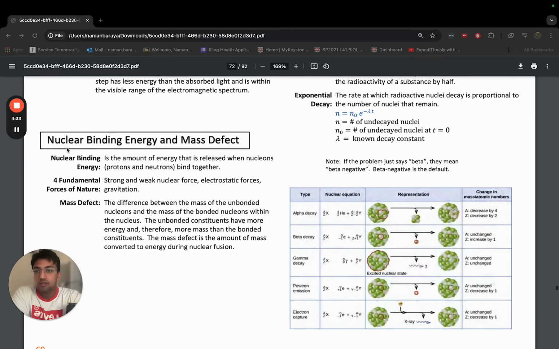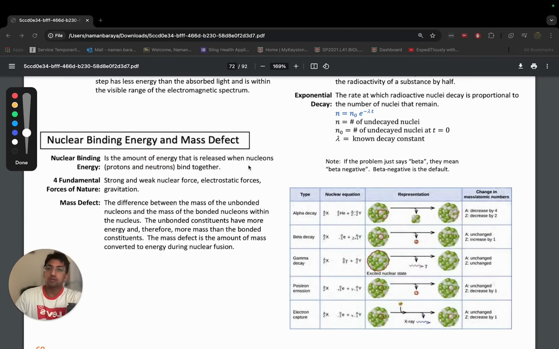Okay, the next thing is nuclear binding energy and mass defect. The main thing to know about nuclear binding energy is that it is a lot of energy. There's a lot of binding energy connecting these nucleons. Nucleons are protons and neutrons, essentially because those are within the nucleus. Now there are 4 fundamental forces of nature: what we talked about, gravity, electrostatic forces, and then the strong and weak nuclear forces. Those refer to this nuclear binding energy, the forces between protons and neutrons.